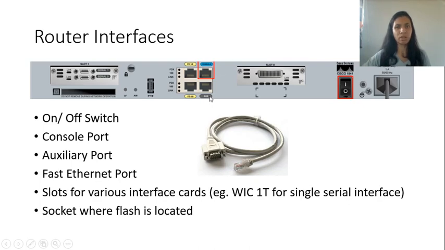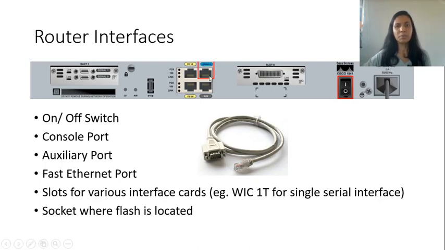Next, you have got a few ports here. The two of them which are labeled as FE, these are the fast Ethernet ports. Now, depending upon the series of the router that you are using, you would have either fast Ethernet ports or gigabit Ethernet ports present. Also, the number of ports which are present would depend upon your series of router that you are using. The router that you can see here, this is 1841 series router.